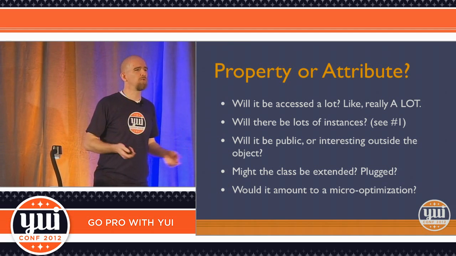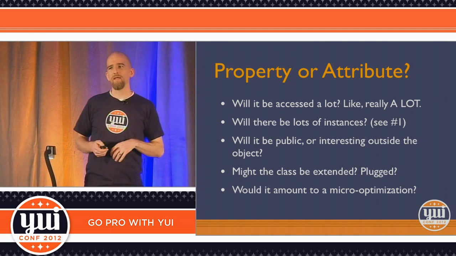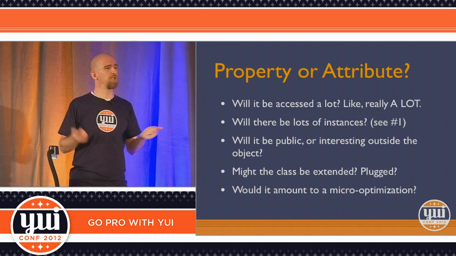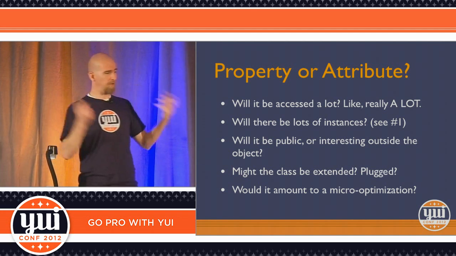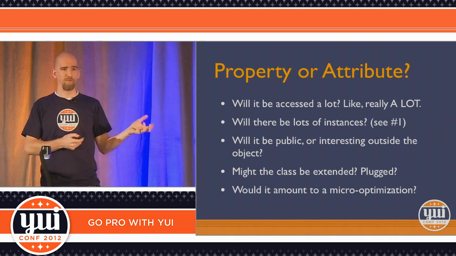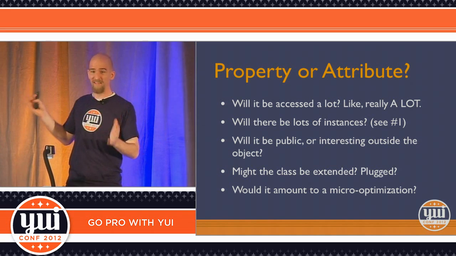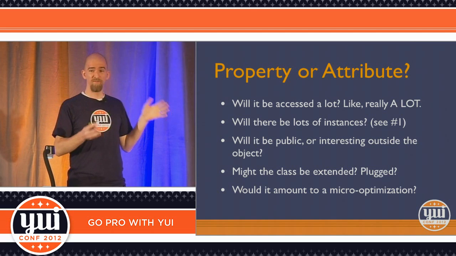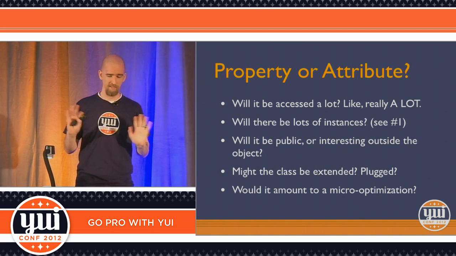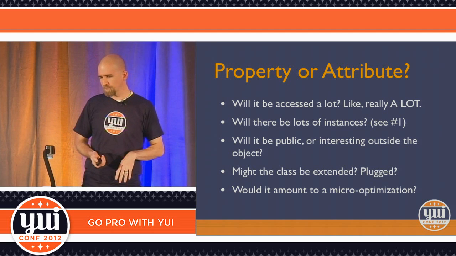And would it amount to a micro-optimization? This is where tools like JSPerf come in handy, where you say, using a property, I get 1.6 million operations per second. And using an attribute, I get 500,000 operations per second. That's like a third of the speed. I could be three times faster. 500,000 operations per second. Seriously. It's a micro-optimization. So just be wary about that. Don't go total micro-optimization in there.